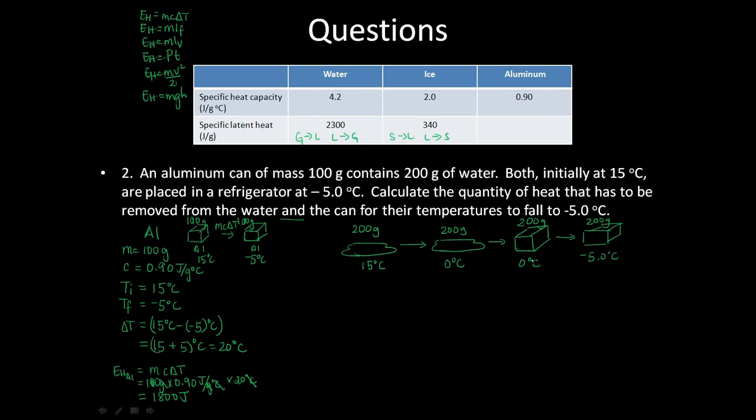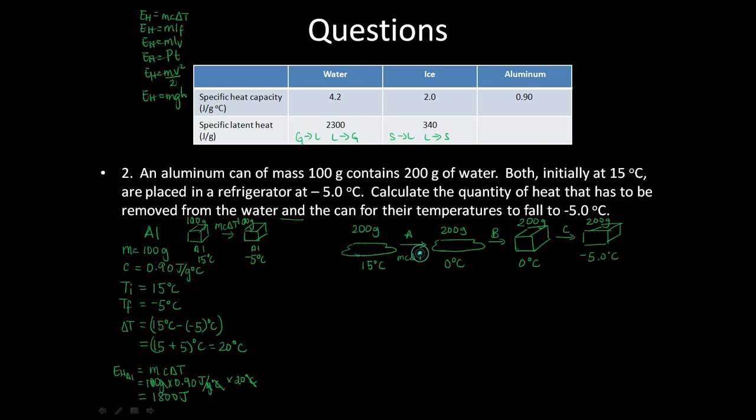Okay? And so I'm going to label these arrows A, B, and C. So we have 3 workings to do. So between this point, the 15 degrees and the 0 degrees, there is a temperature change. So therefore, we'll be using the MCAT scenario or equation.